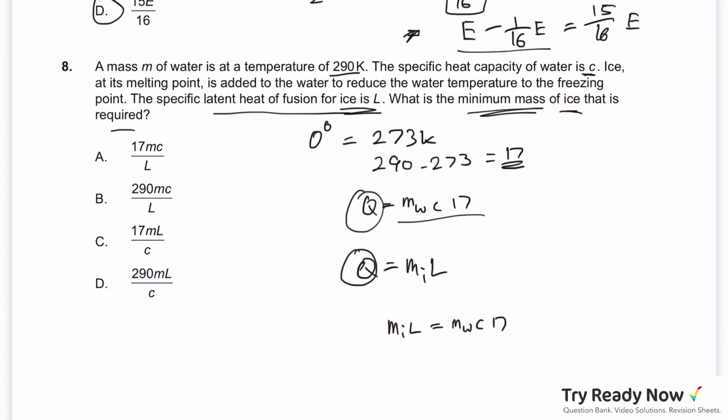We are asked to find the minimum mass of ice, so we're looking for m_i. So that gives us 17 times the mass of the water times the specific heat capacity of water C, divided by L. And that gives our answer to be option A. So now let's move on to question 9.